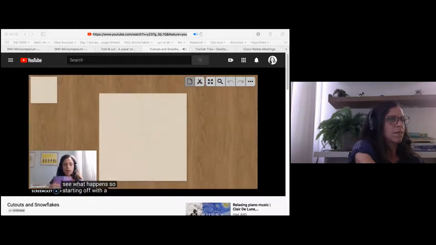So starting off with a paper, we fold in half, and then in half again. Okay, so that was what we needed for a D2. And then let's fold in half again so we get this shape, and cut it up and see what happens.